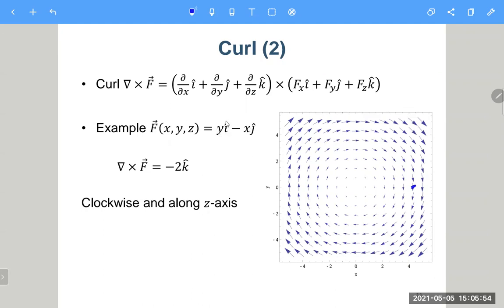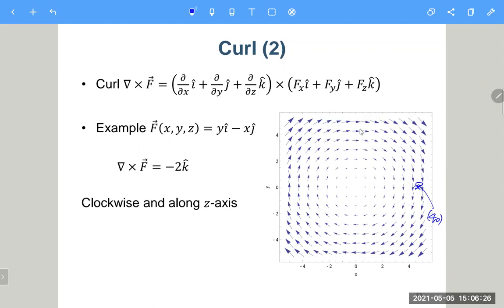So we have minus 4j, which means that for this point, it points to the negative y direction. So you can see here, this vector points to the negative y direction. Or for example, this point is, just now I mentioned that this is (4, 0). So we plug in (4, 0) here. So this is minus 4j.